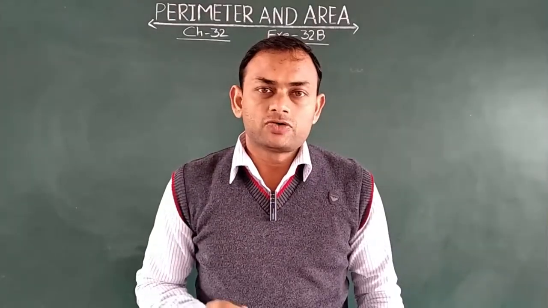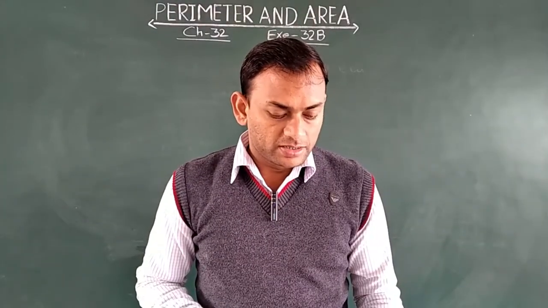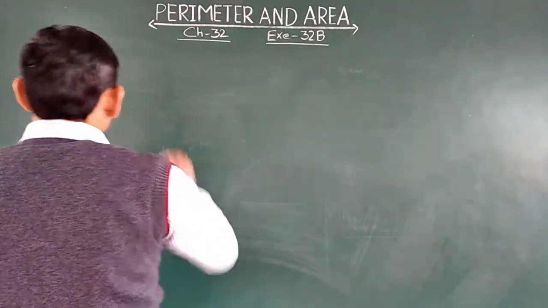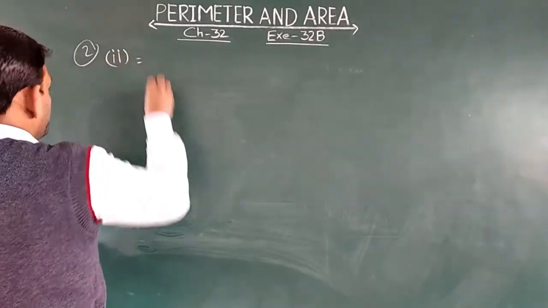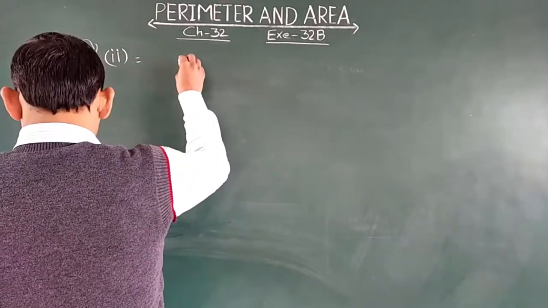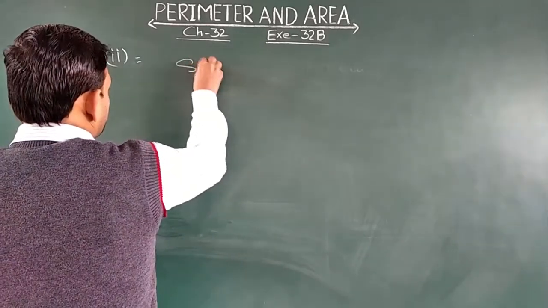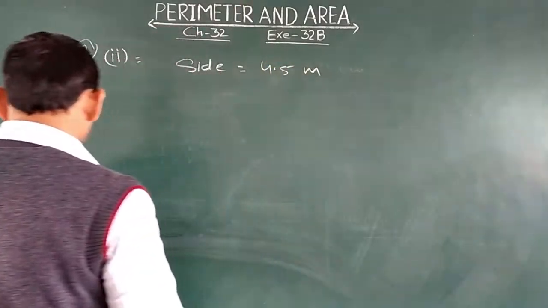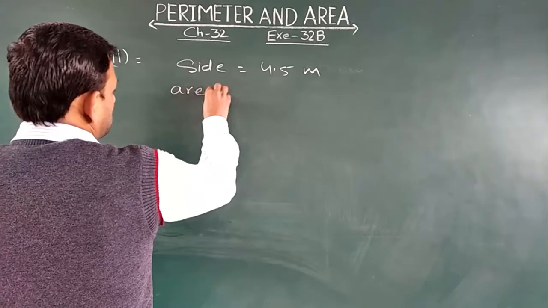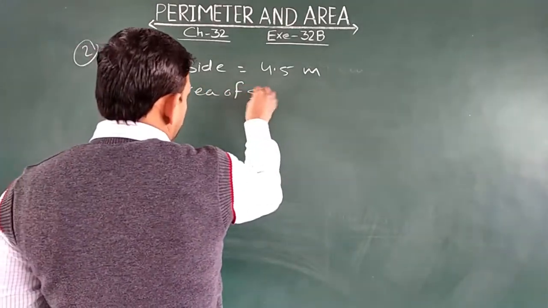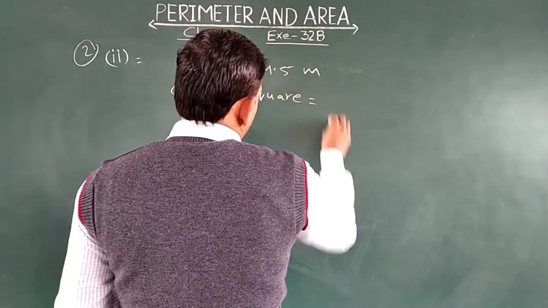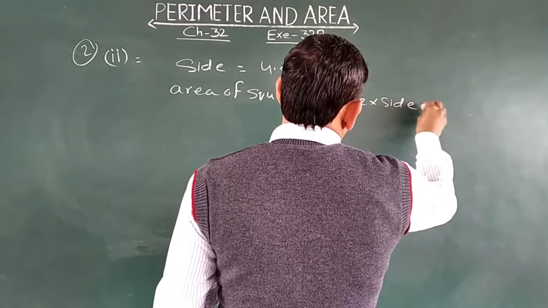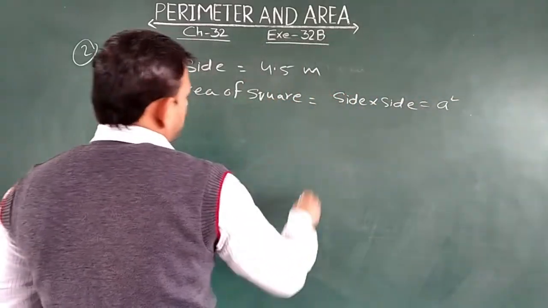After that, I am going to tell you question number 2, the second part of this question. You have to find the area of a square. The side of the square is given as 4.5 meter. As you know, the area of a square is side into side, or side square, whatever you can write.